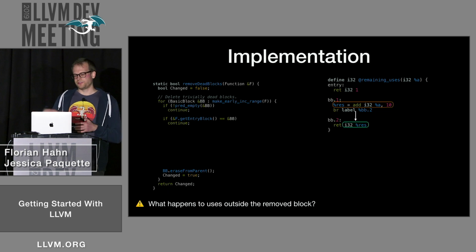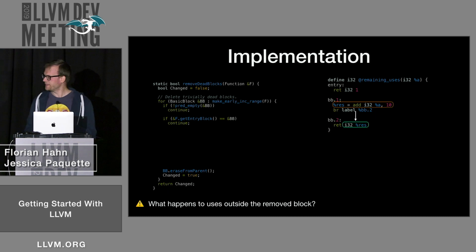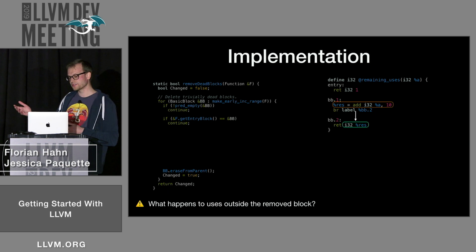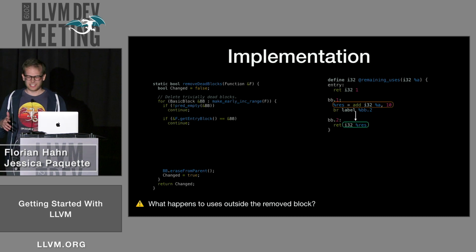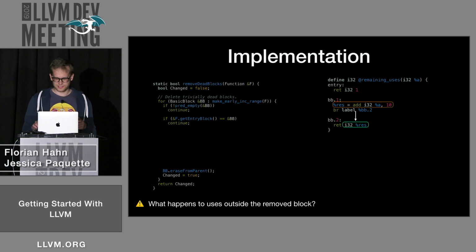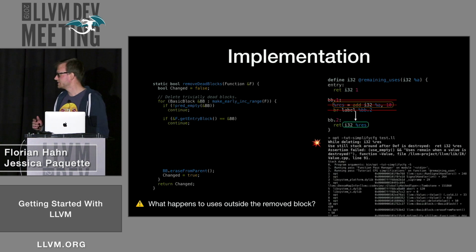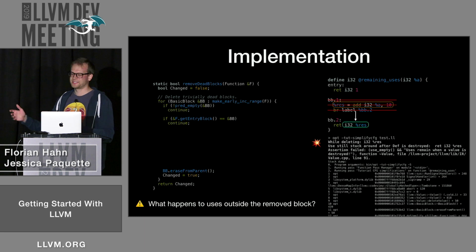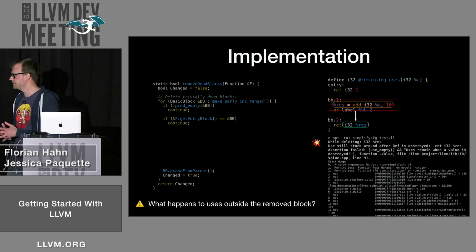So another thing we have to account for is what's going to happen to the users outside of the basic block of instructions that we remove. So in the example on the slide here, we have BB1, which we will remove. And it contains an instruction that is then used in BB2. So if we just go and try to remove BB1 and the containing instructions, we'll run into another problem, which will look something like this, where LLVM tells us that we tried to remove this instruction res while it's still being used.